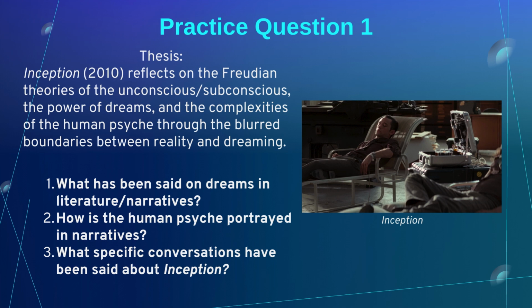So, a couple of questions we could pull from this thesis, for example, could be what has already been said on dreams in literature or narratives? That's breaking it down to its bare bones. How is the human psyche portrayed in narratives? And then we can go into specifics. What specific conversations have been said about Inception? So, if there are specific scholarships or specific citations or scholars that have written about Inception, of course, you can draw from that. But like I said, it's going to be a lot harder to find those specifics.